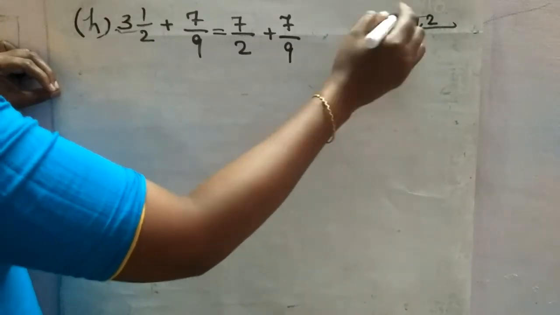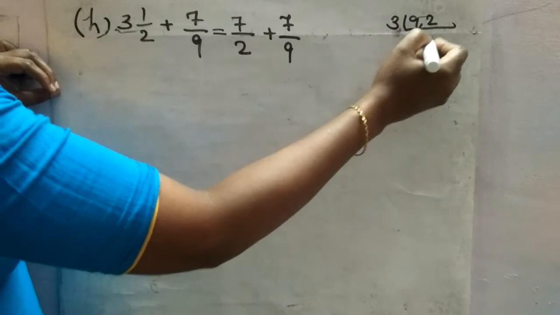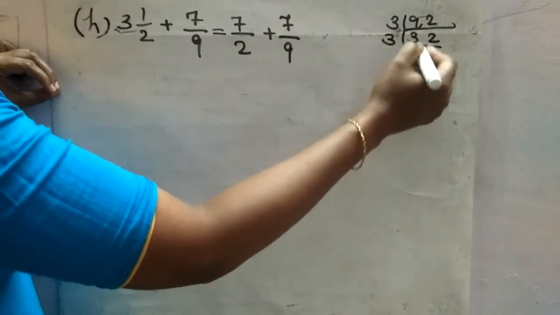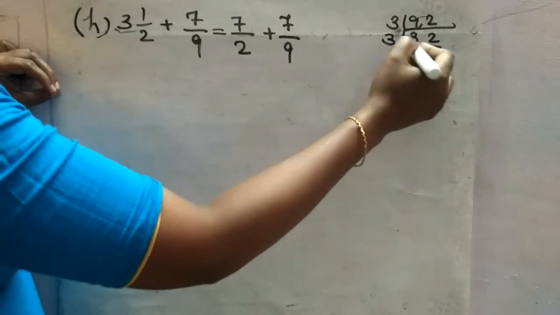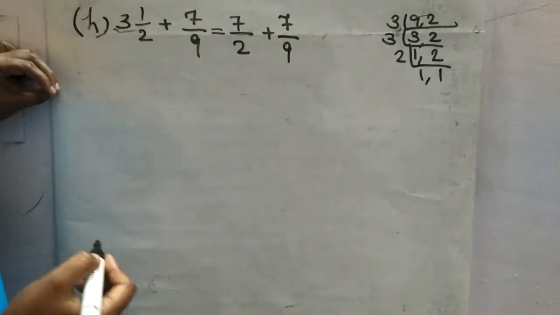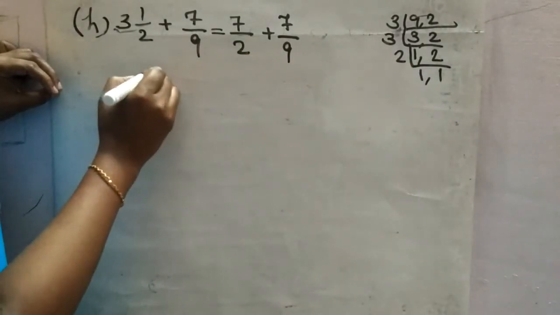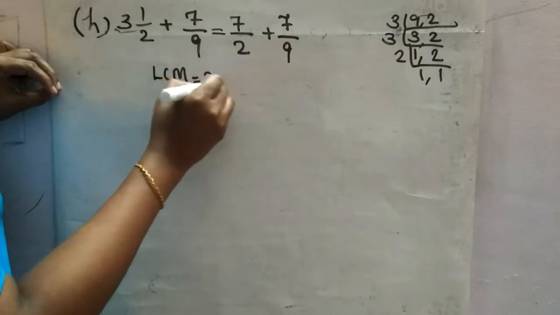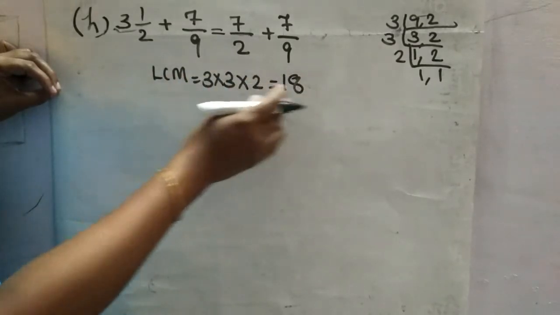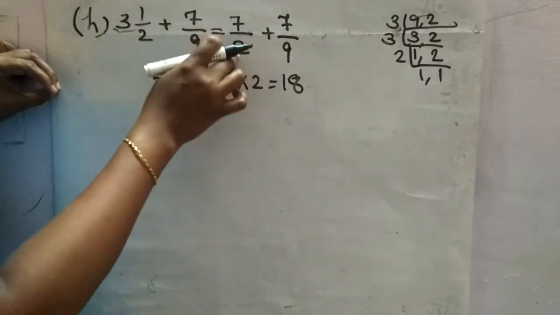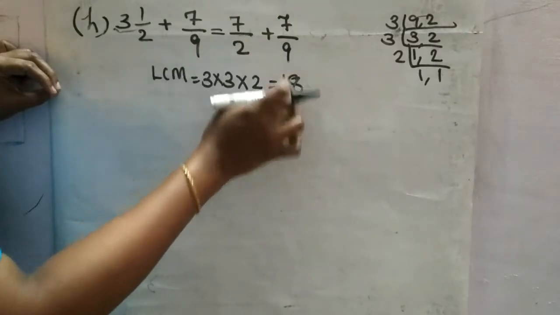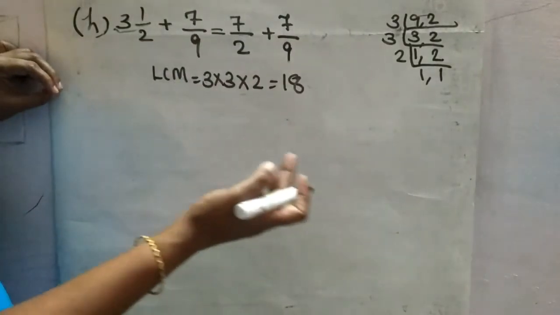Here it is 3 times 2. Again we can divide this term by 3. 1 time and 2. Divide this 2. Okay, we get 1. So the LCM is equal to 3 into 3 into 2. That is equal to 18. LCM is 18. Now let's convert these denominators into this LCM to get like fractions.